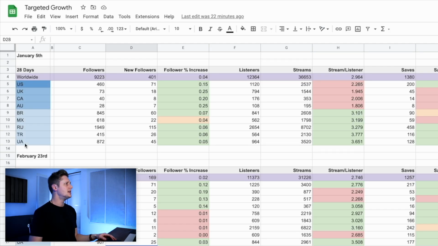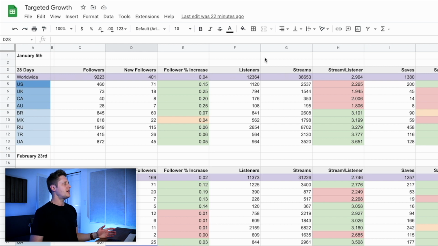In the top one, you can see all this data, and feel free to pause this video to pick apart this screen whenever you want, at your leisure. The things I want to point out are, when I first started running this, the streams per listener for all of these English-speaking countries in column H were not great. And the streams per listener for the other countries were significantly higher.